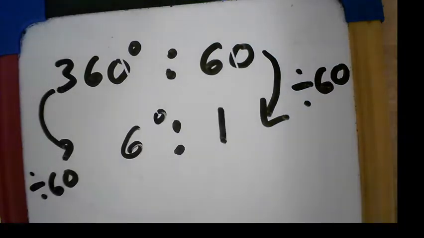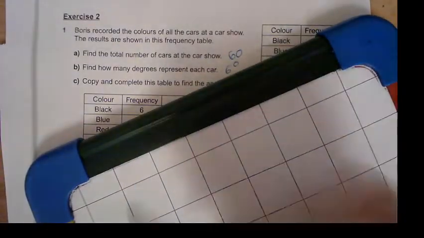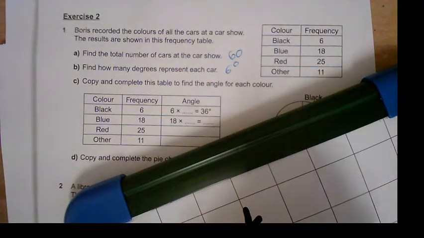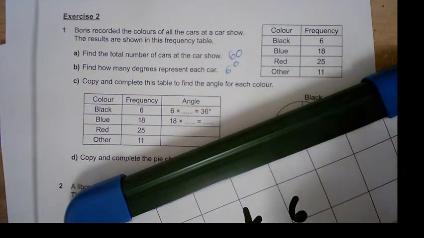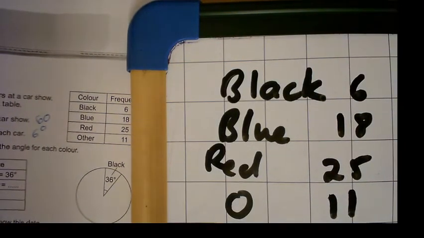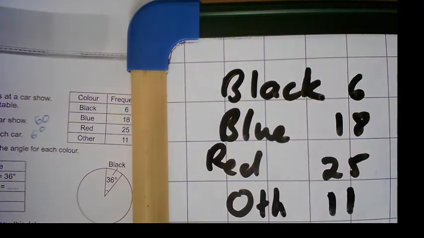So let's go back to what we had to start with. They gave us a table. Let me use my square side. And they told me that I had black, blue, red, and other cars. There were 6, 18, 25, 11. Those are the details. I'll put them over there, show you where they came from. I've just copied them down. There they are. And I know that every single car on that survey is worth 6 degrees.